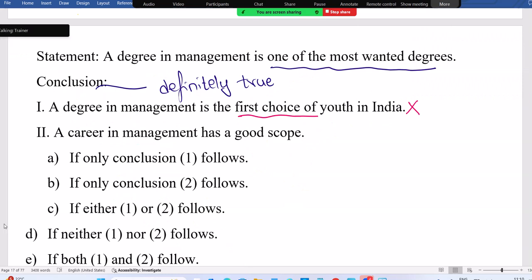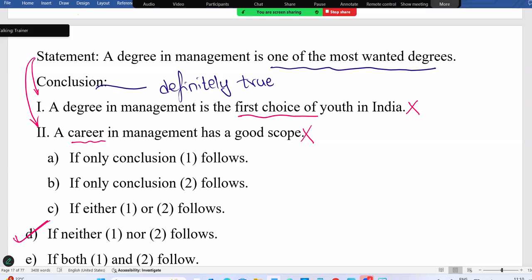It's all with respect to the statement that we have to decide. In the statement they didn't mention that a career in management has good scope, nothing likewise. So it's neither one nor two. With respect to the statement we have to decide the conclusion. We cannot assume anything. In the question they didn't mention any scope, no discussion regarding the career.